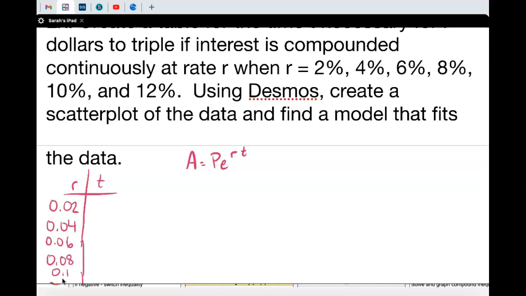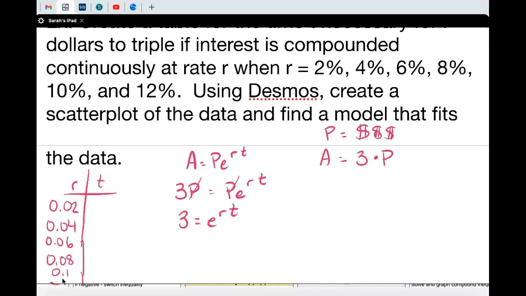Okay. So we're using this tripling thing. So I can have P to represent whatever dollar amount, basically. Right, so that's my starting value. My A is going to be 3 times P. Right, so if the principal is $1,000, I know I want my amount to be $3,000 to triple it. Okay, so I can plug in 3P in for A, since I know I want to triple it. And then the P's cancel on both sides, so this is the equation we're going to work with to find the time necessary with each interest rate.